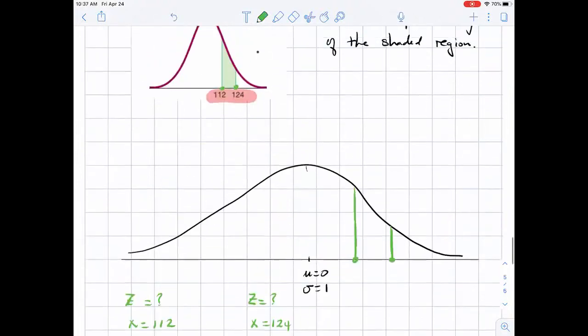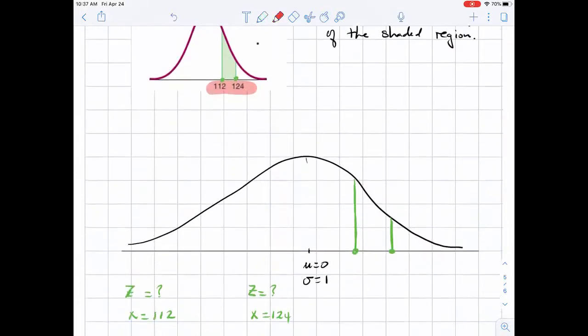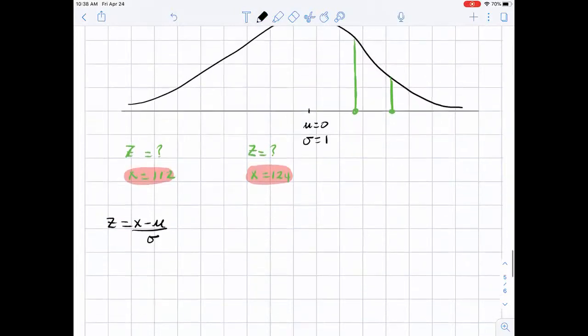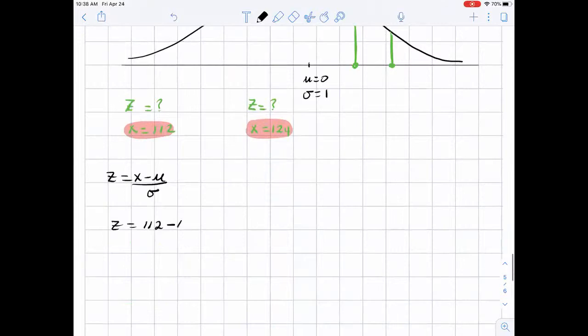So we draw our normal graph, and then we convert these two values is what we want to know. What are the z representation of this? So we use the formula now. Z is equal to x minus mu divided by sigma. So z is equal to x in this scenario is 112 minus mu, which was given to you. Mu is 100 and sigma is equal to 15. So minus 100 over 15.